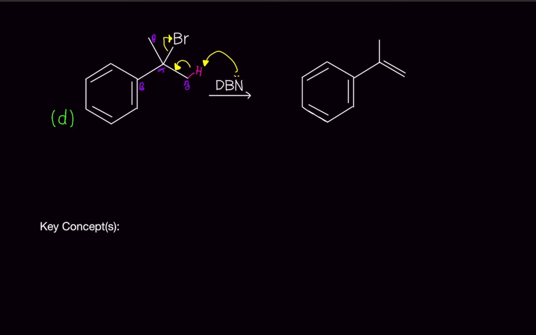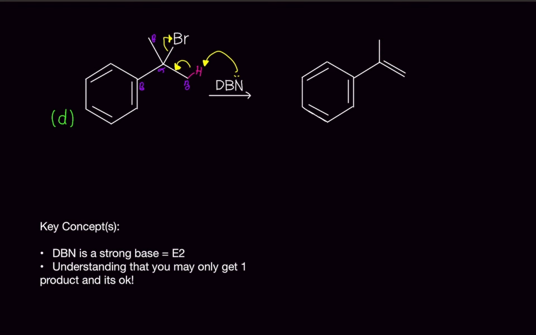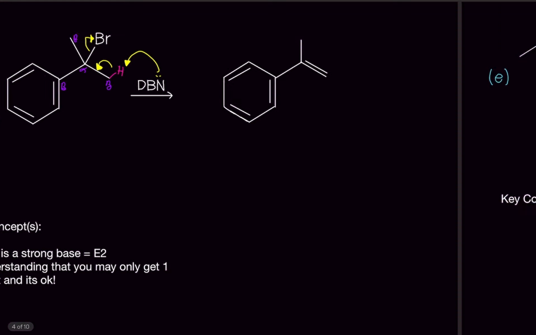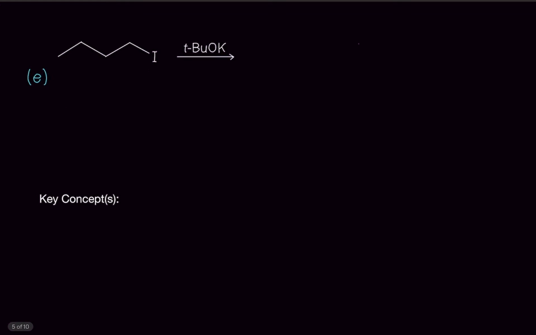And that's what you would get, right? Because the bromine disappears, so no more bromine. Okay, and then the key concept is DBN is a strong base, and understanding you might only get one product, and it's completely okay. All right, let's do E. Oh, we have tert-butoxide. Dun dun dun dun. Okay.